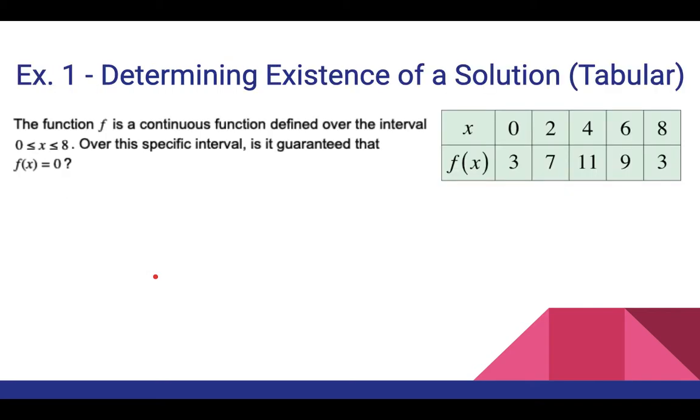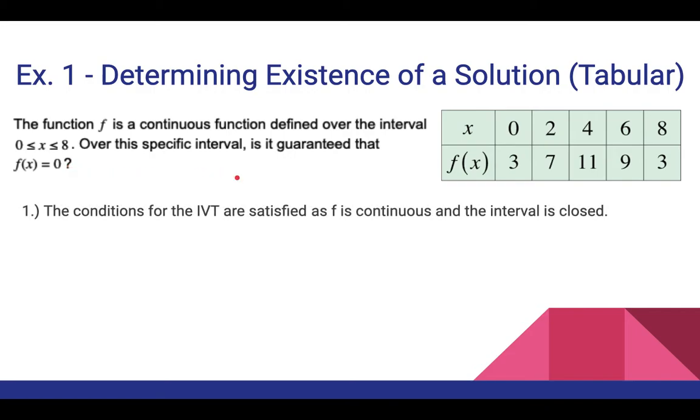So let's look at an existence of a solution with a tabular example. The function f is a continuous function defined over the interval x greater than or equal to 0 and less than or equal to 8. Over this specific interval, is it guaranteed that f of x equals 0? So we apply our conditions once again. The first thing is that the conditions for the intermediate value theorem are satisfied, as f is continuous and the interval is closed.